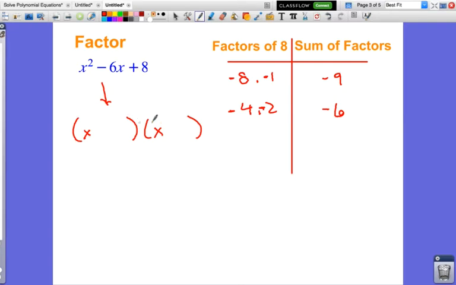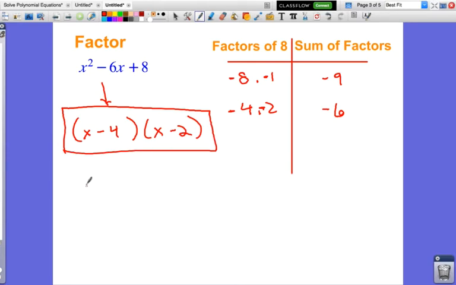Sorry, guys. That means when I factor this out, I'm going to have x times something, x times something. Now I'm going to plug in my factors inside my parentheses. So I figured out that the two factors of 8 are negative 4 and negative 2, and their sum is negative 6, which is my middle number. So I'm going to have x minus 4, x minus 2. And that would be the factored version of this trinomial.